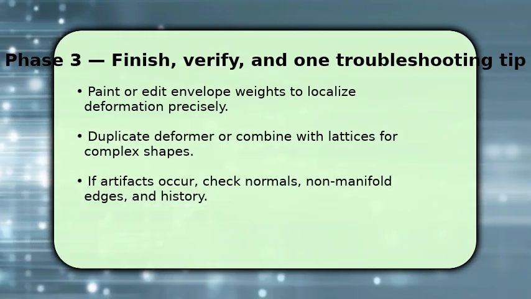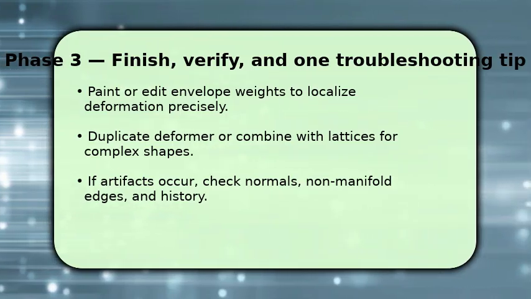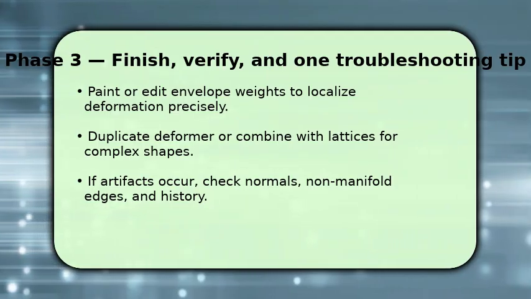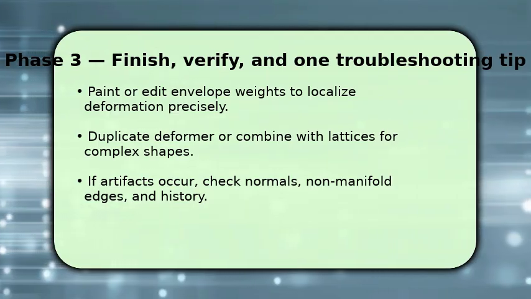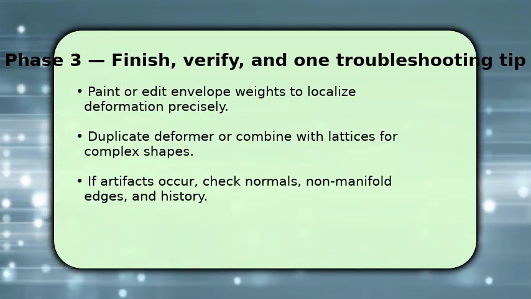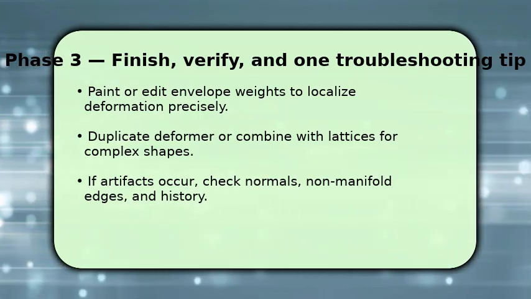For more complex forms, stack or duplicate the bend deformer and blend with lattice or cluster deformers to shape transitions smoothly. If you see artifacts, make sure normals are consistent, remove non-manifold edges, and delete or simplify history. Often reapplying the deformer after cleaning the mesh resolves strange distortions.